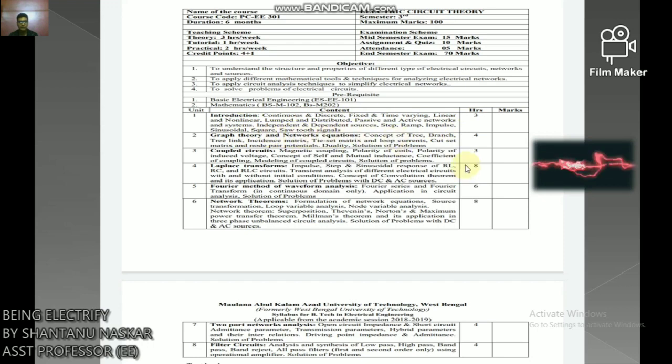So let's start, and day by day I will cover all the syllabus: Laplace, Fourier series, Fourier transform, two-port network, filter circuit. So start.